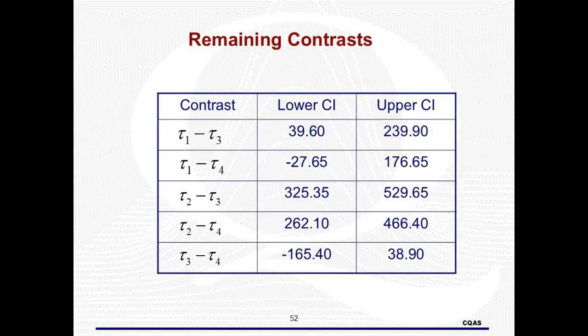Again, the interpretation is straightforward. Look for intervals that contain 0. If 0 is inside the interval, we cannot conclude that the corresponding treatment means differ. If 0 is excluded, we have evidence of a significant difference. Confidence intervals provide a very convenient way to summarize all pairwise comparisons at once.